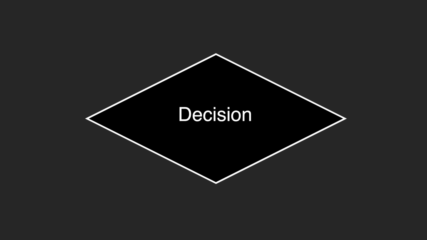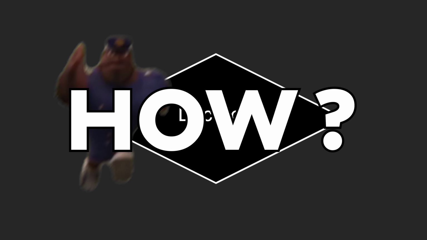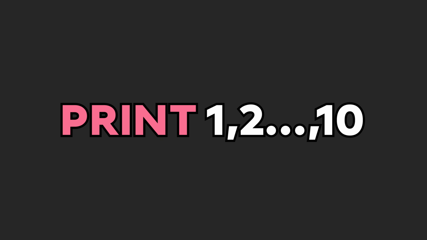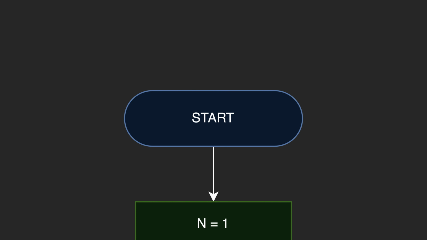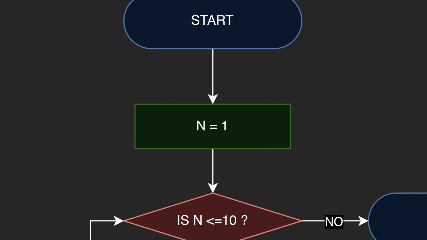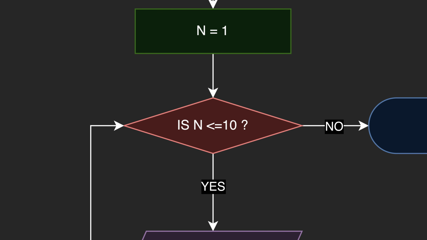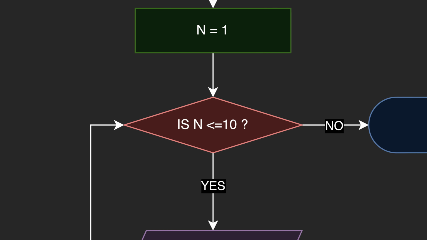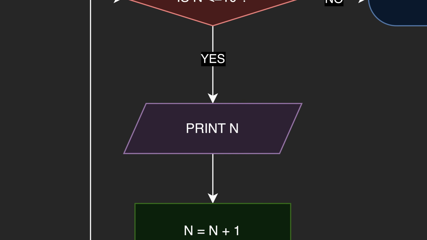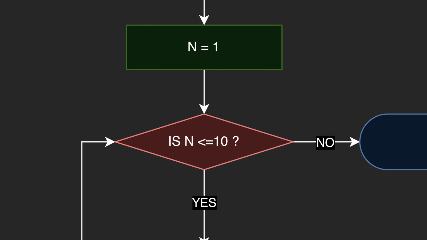Did you know that we can use this decision symbol to run loops as well? How? Let's see how we'll print 10 numbers from 1 to 10. We'll start with the start symbol. We'll initialize a variable n to 1, and then we'll check if n is less than or equal to 10. If it is less than or equal to 10, we'll print n and then increase its value by 1. And then we'll go back to the decision box.